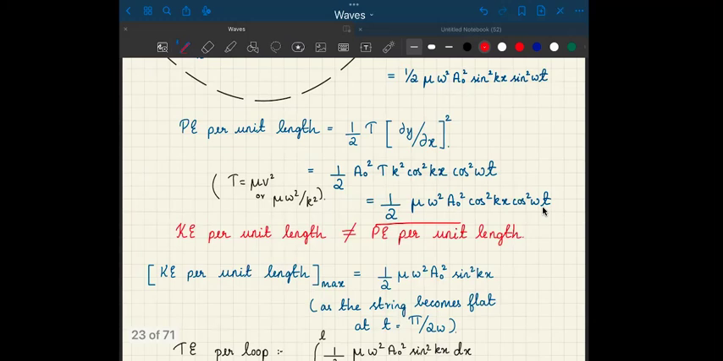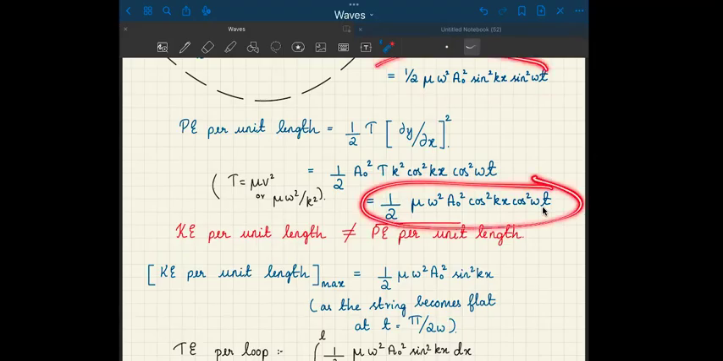In progressive wave, remember, at every element, I'm repeating again, let's listen to me. In progressive wave, at every element, kinetic energy per unit length is the same as potential energy per unit length, but not in stationary wave. You can see that the equations are different. They are two different things. So therefore, not equal to is correct.